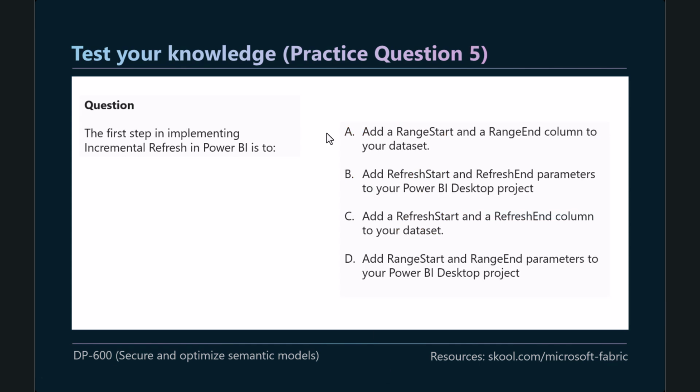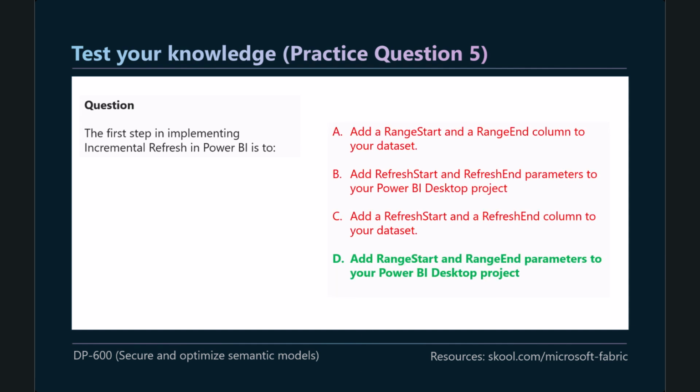Question 5. The first step in implementing incremental refresh in Power BI is to A, add a range start and a range end column to your dataset. B, add refresh start and refresh end parameters to your Power BI desktop project. C, add a refresh start and a refresh end column to your dataset. Or D, add range start and range end parameters to your Power BI desktop project. So the answer here is D, adding range start and range end parameters to your Power BI desktop project.